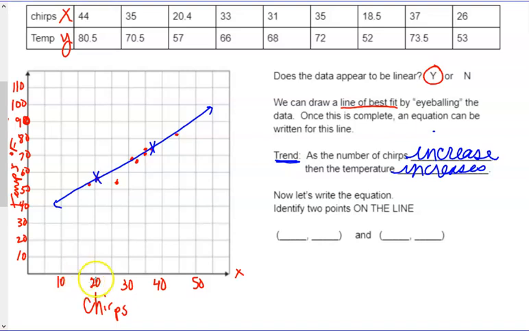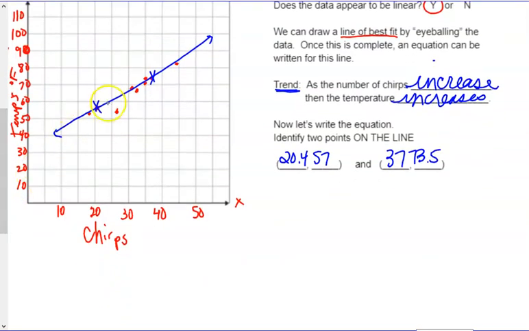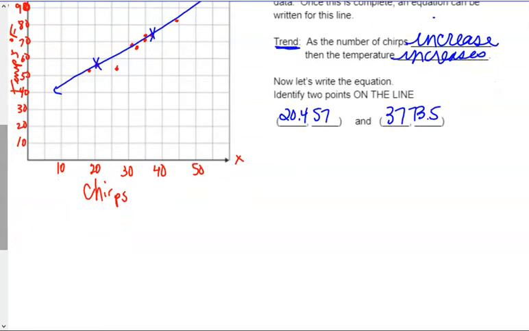So this is the one that's right after 20 up to about 50 something. So that is this point, 20.4 and 57. So with 20.4 chirps in 15 seconds, it's 57 degrees Fahrenheit. And then the other point that I have here is the 37 one and 73 and a half. So I'm going to choose 37 and 73 and a half. So again, those points could be data points. I could have chosen this 2560 also as a point on my line. Doesn't have to be points on or in the data, okay?